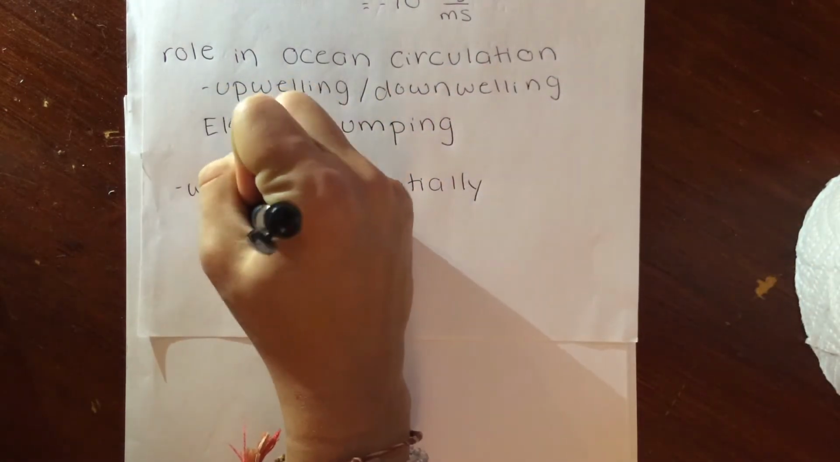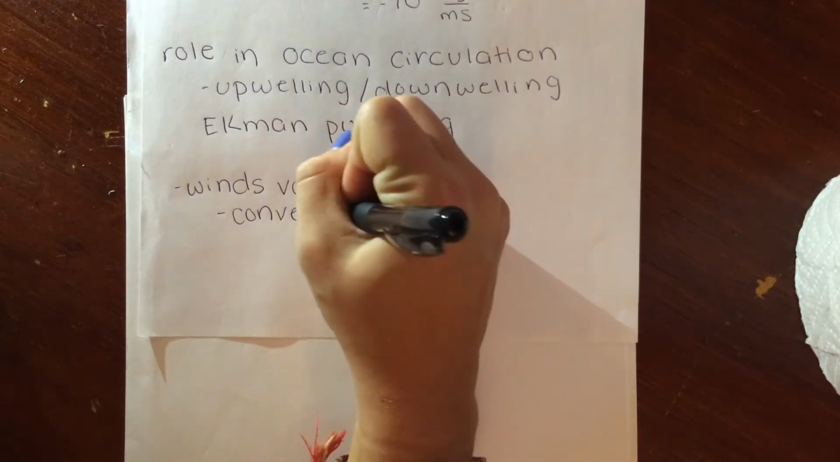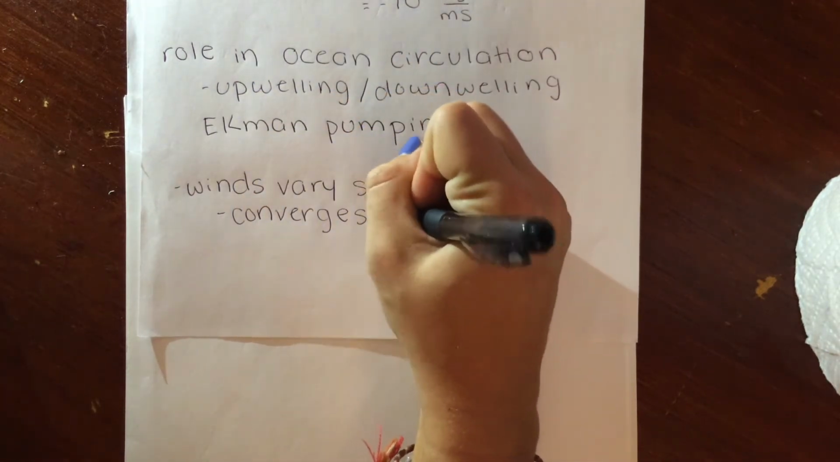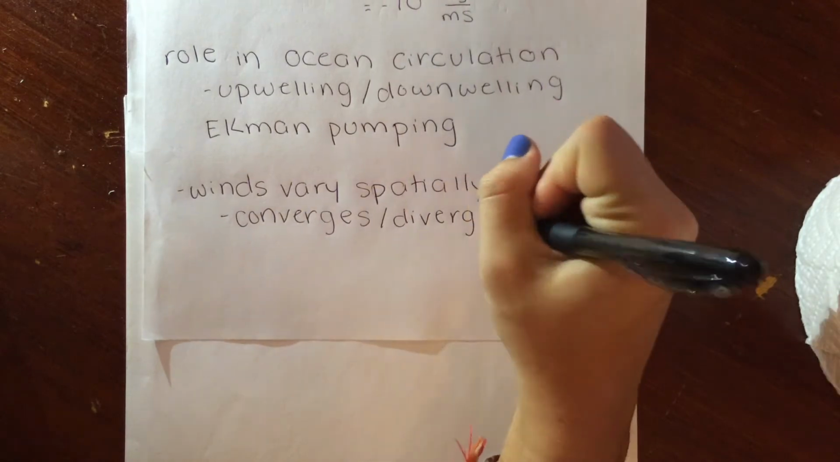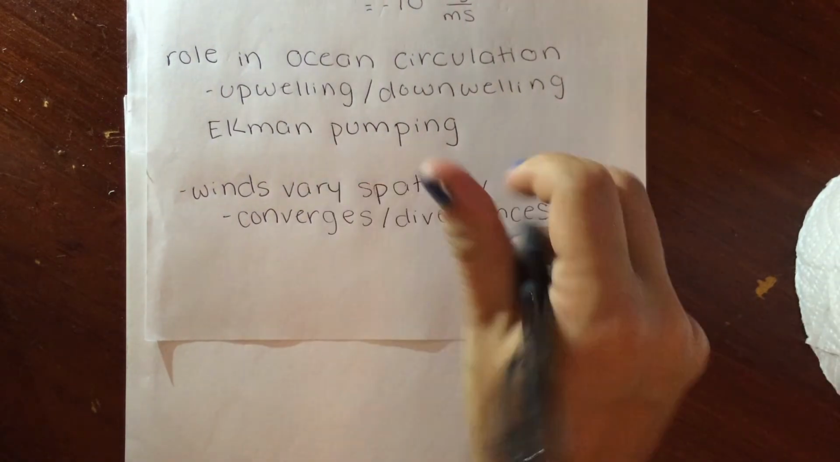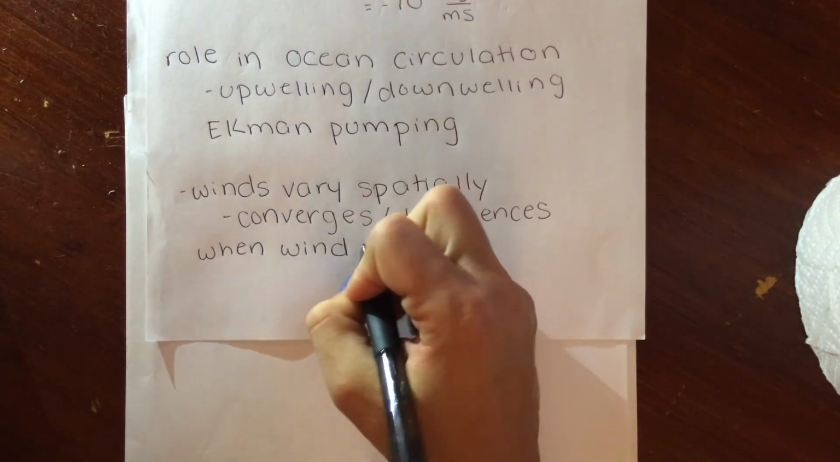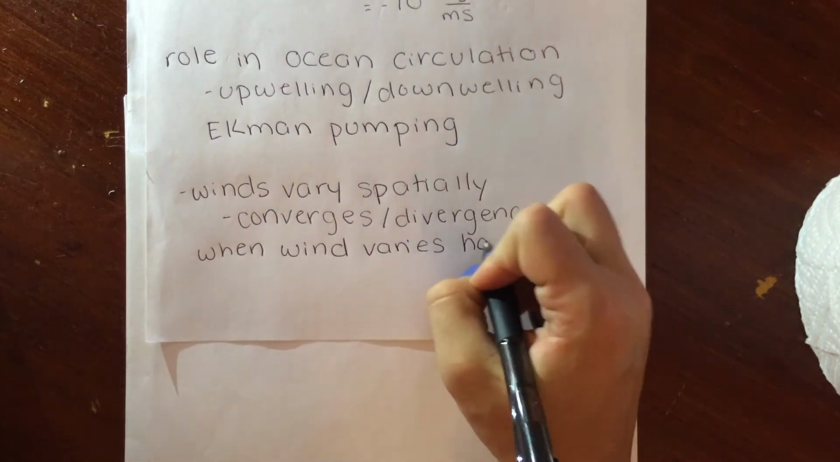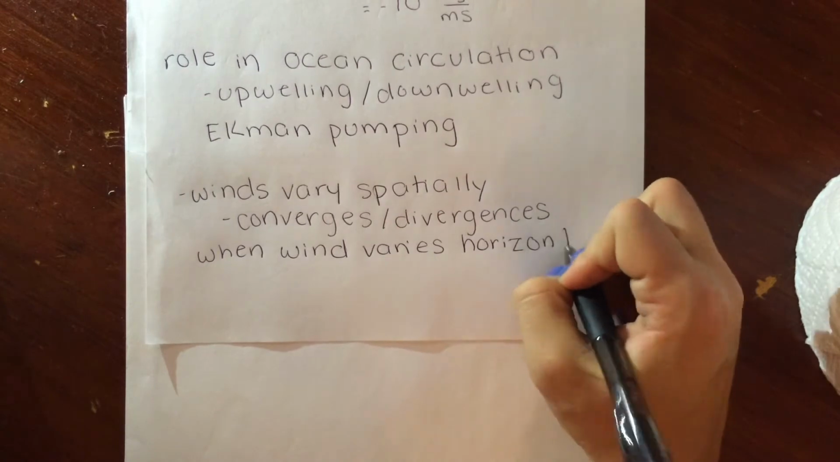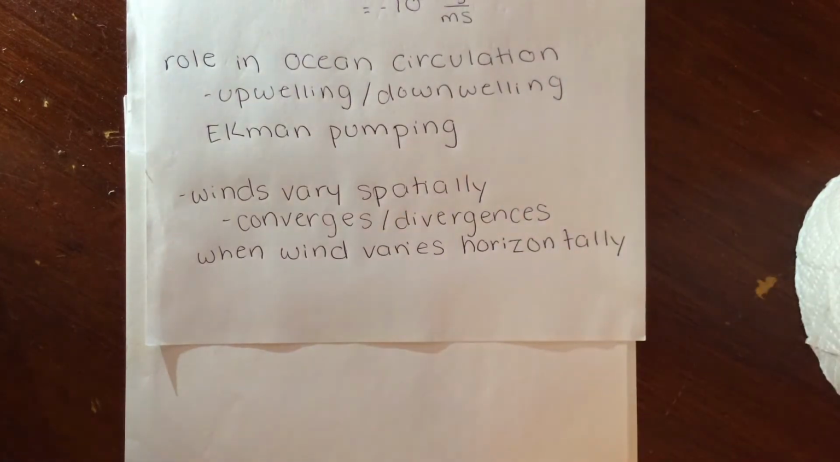So we know that winds vary spatially over the ocean, and this creates convergences or divergences of Ekman transport at the sea surface. And we can visualize this with an example of when wind varies horizontally, or in the y direction, across the sea surface.